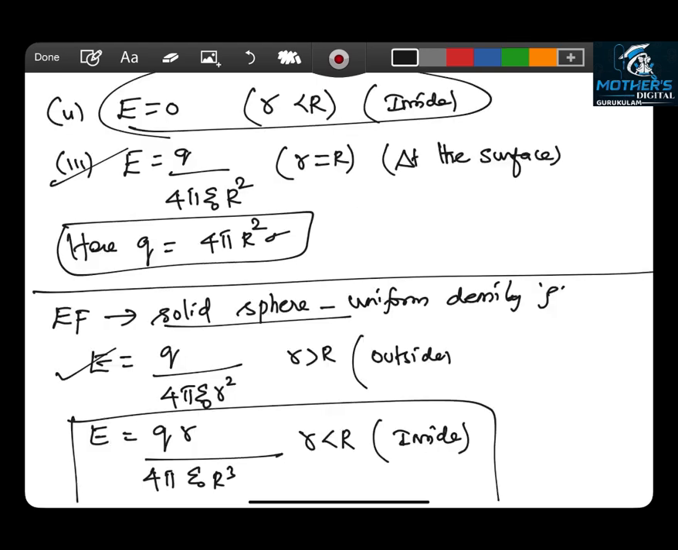For electric field due to a thin spherical shell and electric field due to a solid sphere, you can see the first and third formula, that is, outside and on the surface, the formula remains the same. But the thing is, for a hollow sphere, electric field inside the shell will be 0. For a solid sphere, inside it will be Qr by 4 pi epsilon naught R cube. Just make a note of these small things before solving the numericals.